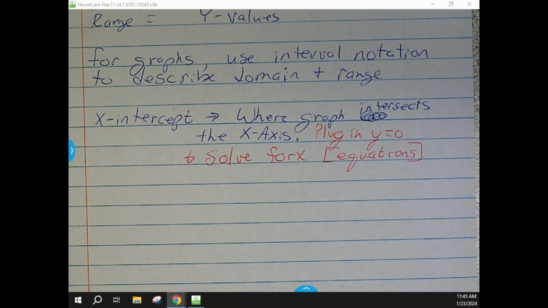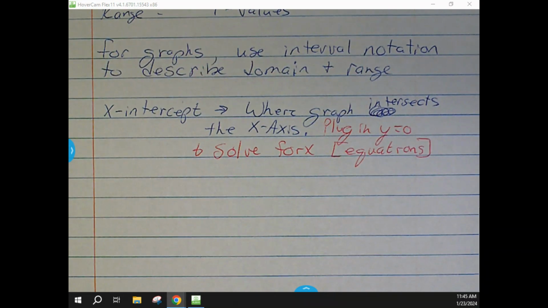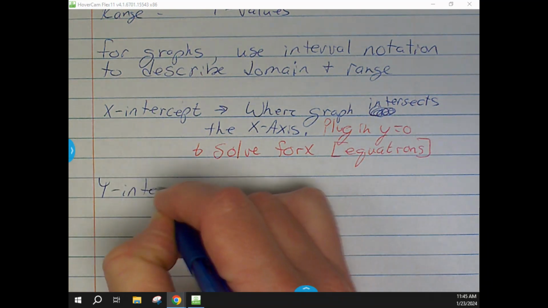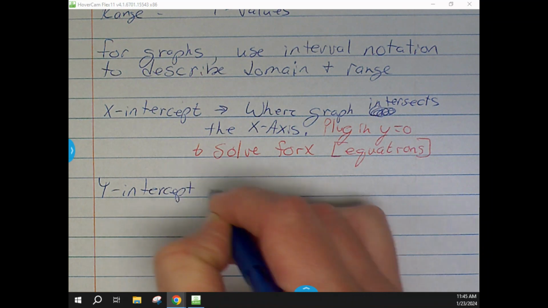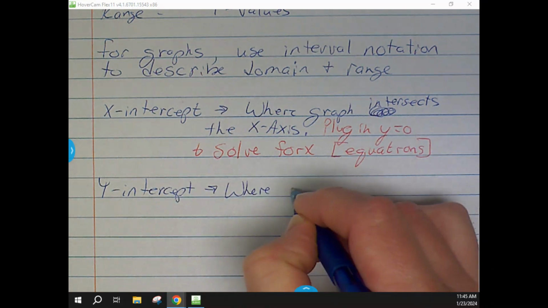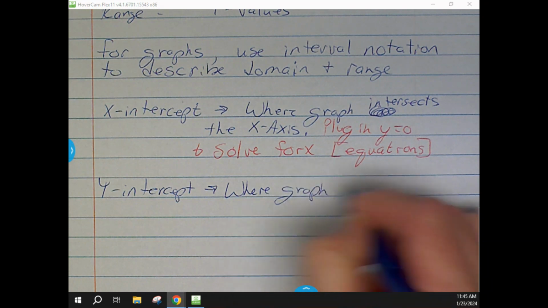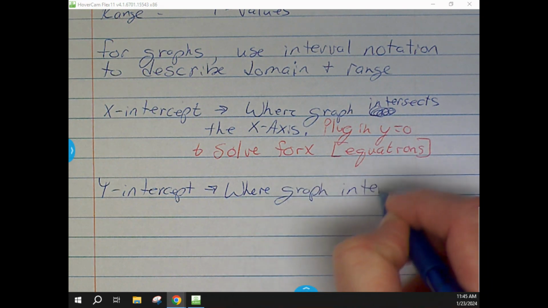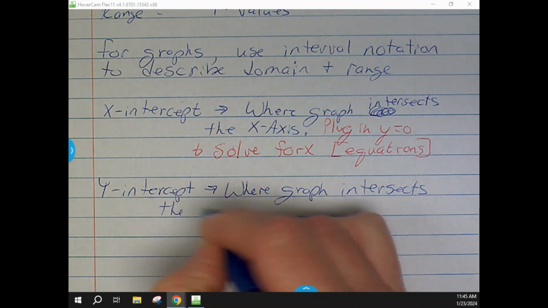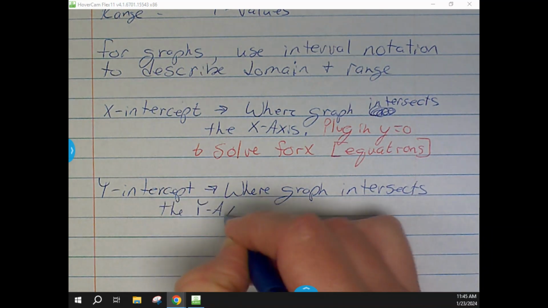Okay, y-intercepts. It's the exact same thing for y-intercepts. It's just we're going to change up the x and the y values. So when we talk about what the y-intercept is, that's where the graph intersects the y-axis.